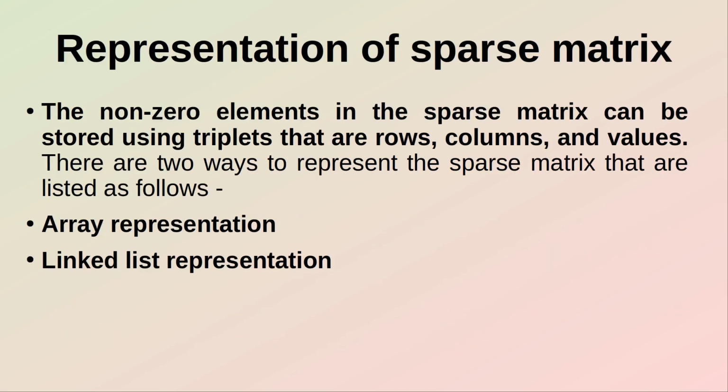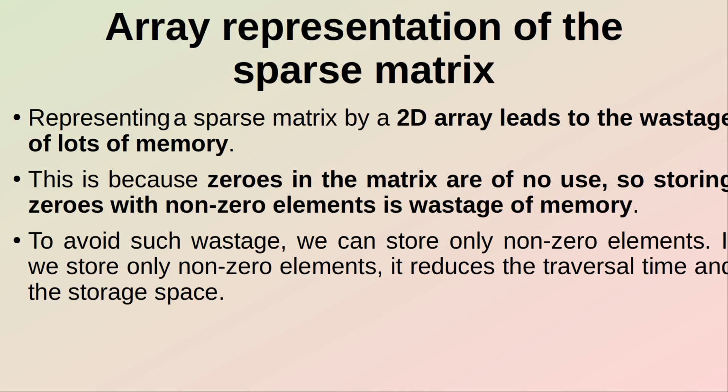Then the representation of a sparse matrix. The sparse matrix is represented in two forms. One is array representation, the another one is linked list representation. So what is the array representation? It will be represented in the form of 2D.